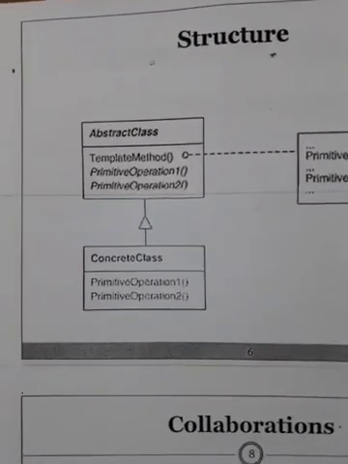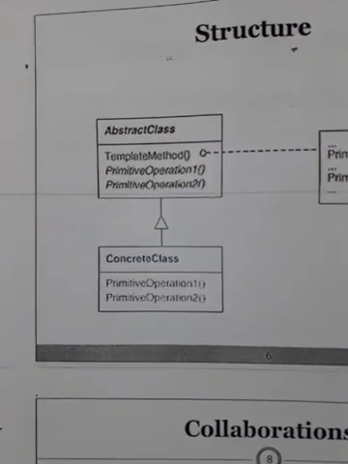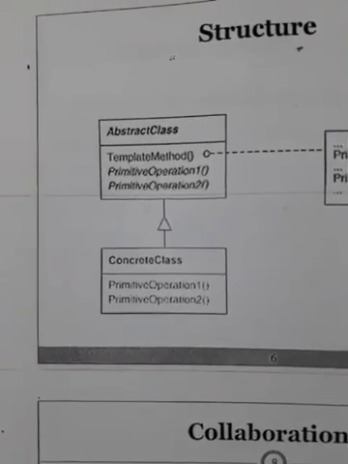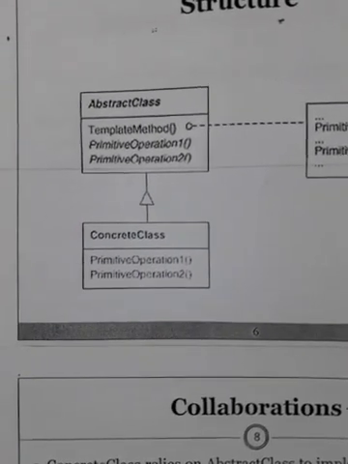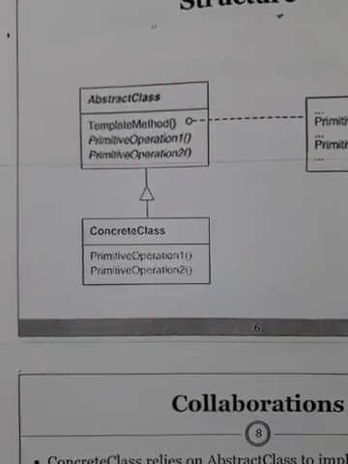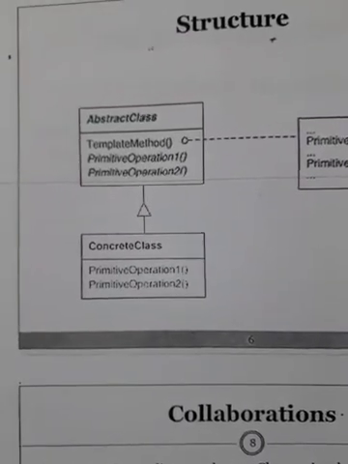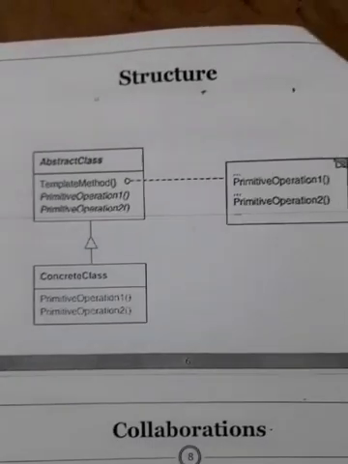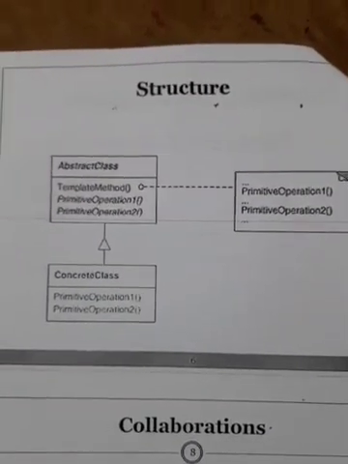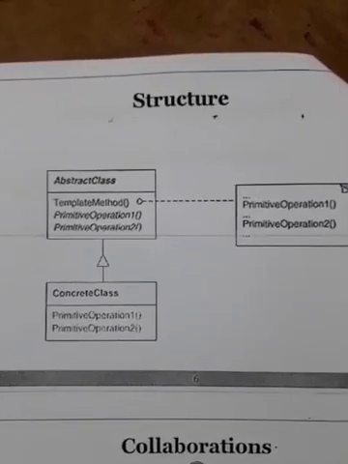The template method calls primitive operations as well as operations defined in the abstract class or those of other objects. And coming to the concrete class, MyApplication class implements the primitive operations to carry out subclass-specific steps of an algorithm. So, these are the two classes we consider in the structure of a template method. Based on this structure, we say that we have only two participants: the abstract class and the concrete class.